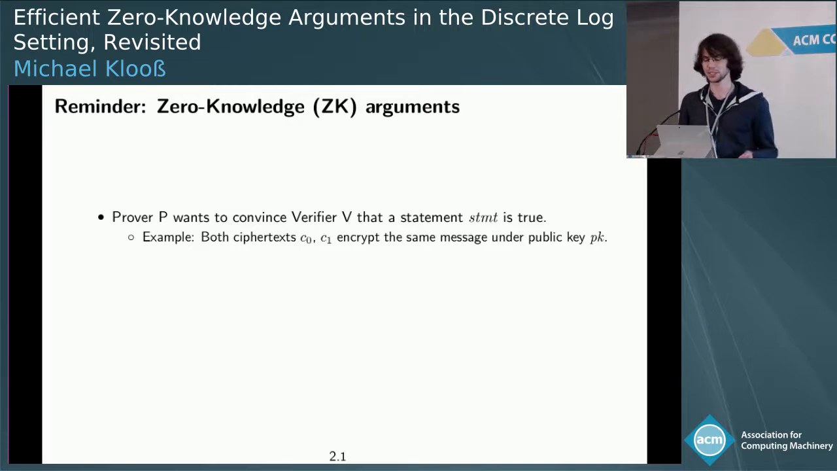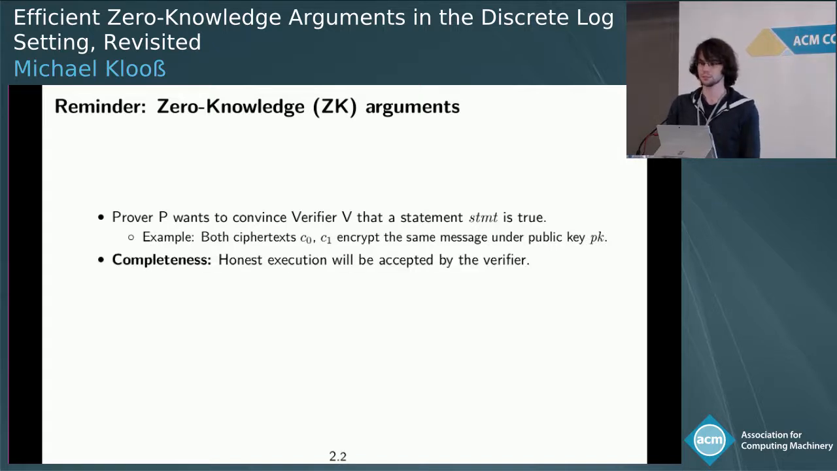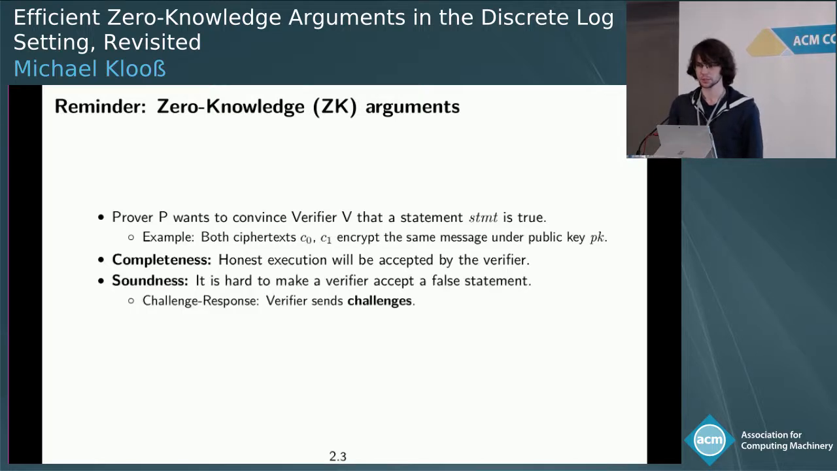So in our setting, we view this as more interactive now. We have a prover and a verifier, and the prover wants to convince the verifier that some statement is true. For example, two ciphertexts encrypt the same message. And of course, we want completeness, so this protocol should succeed if both parties are honest. We want soundness, which means that a malicious prover cannot convince a verifier of a false statement. And in the interactive setting, we achieve this by the verifier sending challenges which a dishonest prover cannot answer.